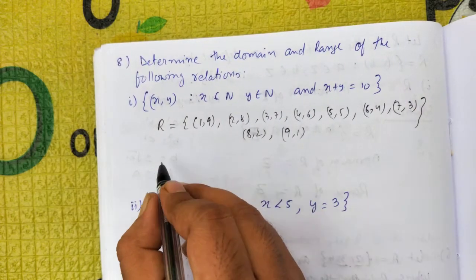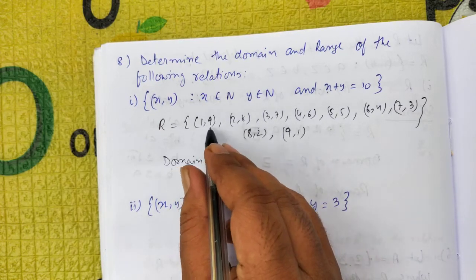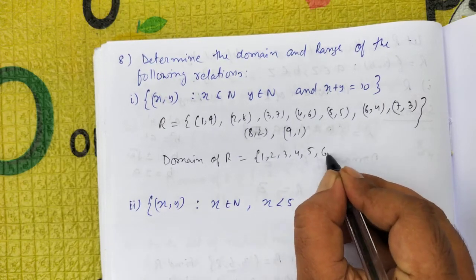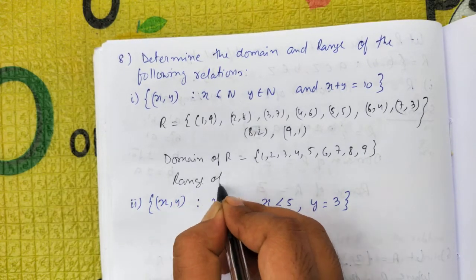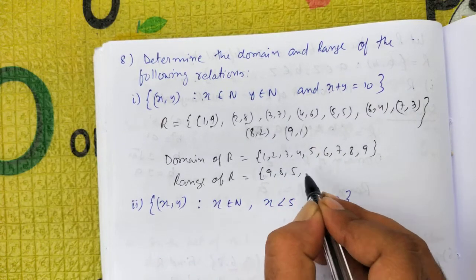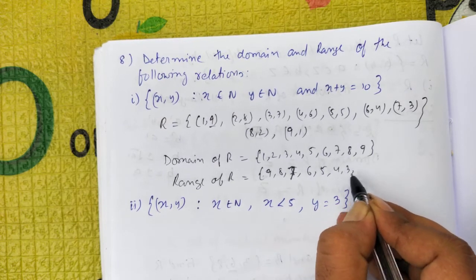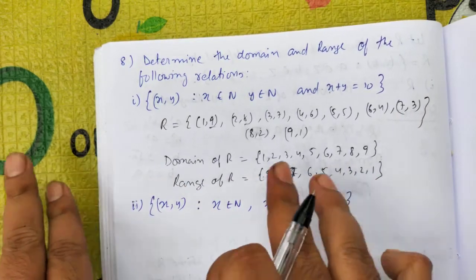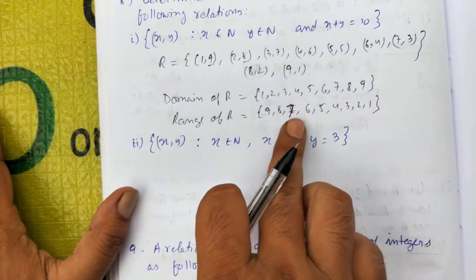Find the domain and range. So domain will be, domain is the first numbers, first element. So 1, 2, 3, 4, 5, 6, 7, 8, 9. Range is the second element. So 9, 8, 7, 6, 5, 4, 3, 2, 1. You can write 1, 2, 3, 4, 5, 6, 7, 8, 9 also, no problem, okay. Domain and range, meaning is same only.